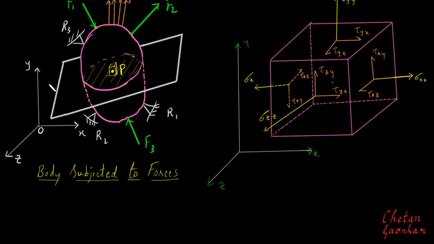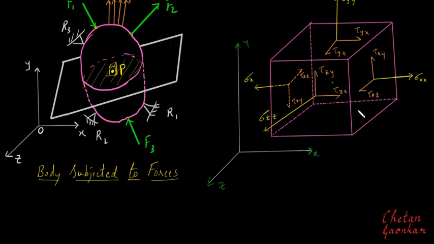Suppose for this frame of reference x, y, and z, we had drawn one cube across this point P. This plane and this plane are our x planes, because their outward normals are in the direction of x. Similarly, these two are y planes and these two are z planes. So on these x, y and z planes, we will get the values of sigma x, sigma y, sigma z, and later the shear stresses tau xy, tau xz, and so on.